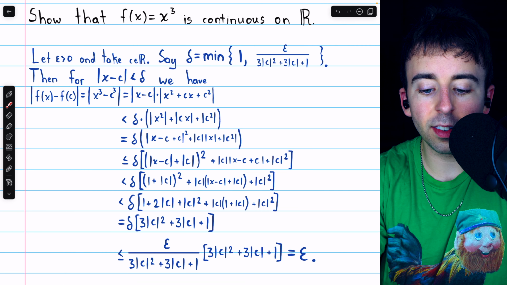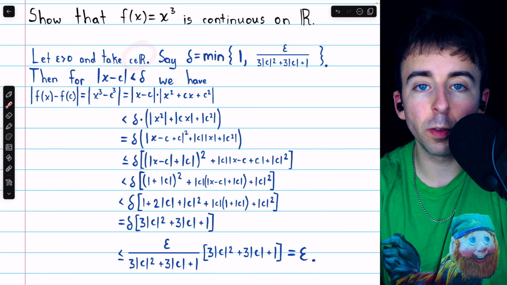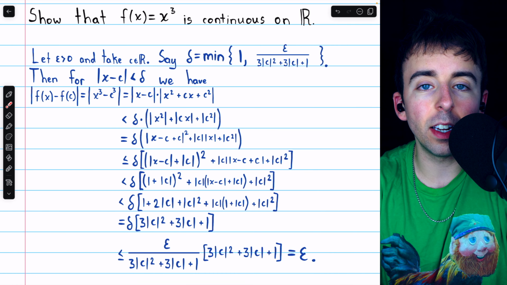We've just shown that x cubed is continuous at an arbitrary real number, hence x cubed is continuous on all real numbers.